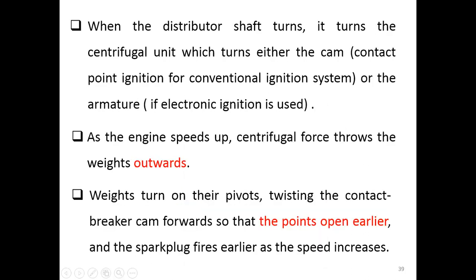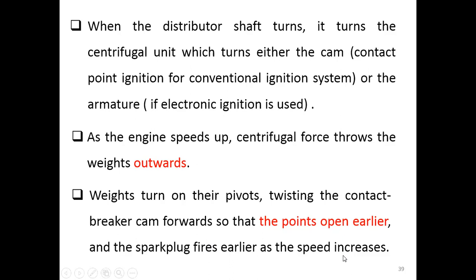When the weights separate, they turn on the pivot and twist the contact breaker cam forward. So the contact point opens earlier. When the contact point opens, the magnetic field collapses, and the secondary winding induces higher voltage to the spark plug. So you have the spark plug fire earlier as the engine speed increases.